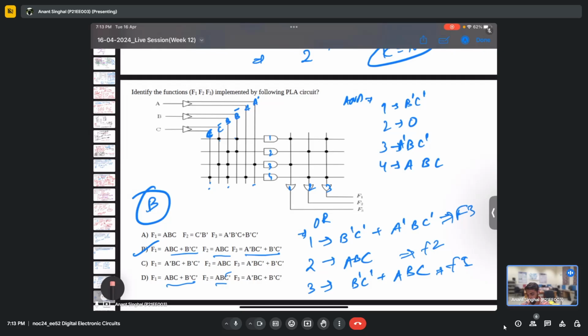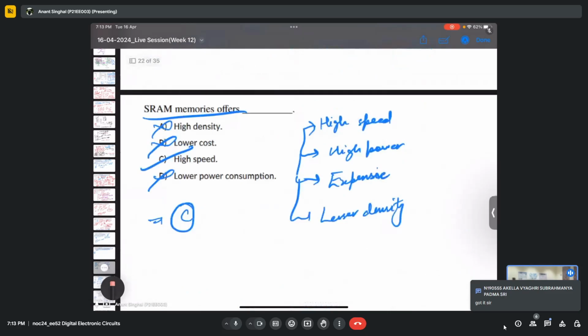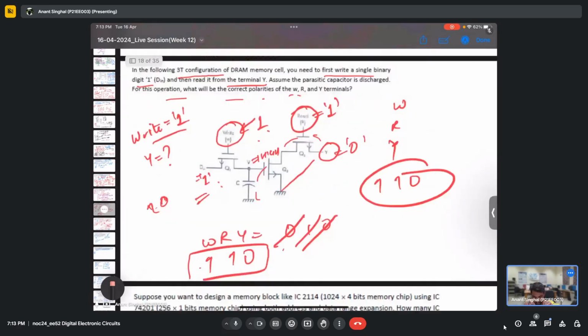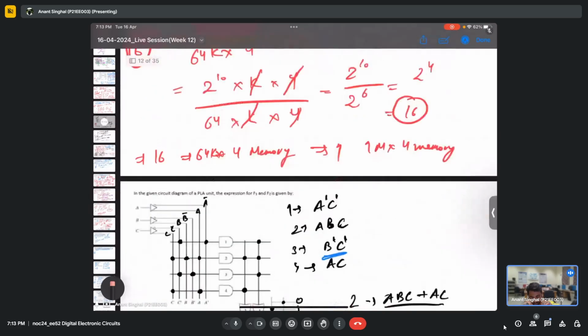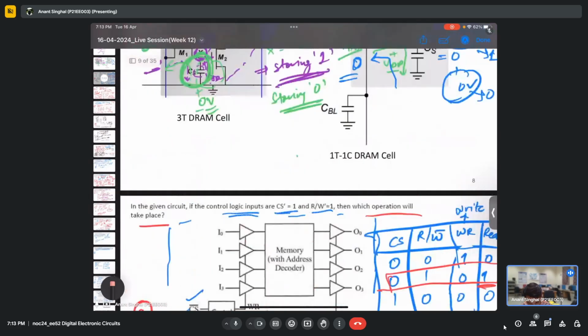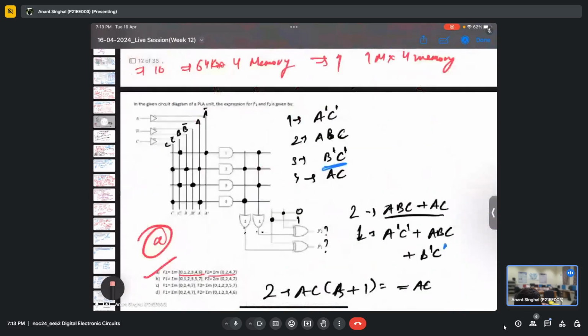Please confirm if it is clear so that we can move forward. Okay, so these are some types of problems that can be covered using memories, because memories is again a very easy topic and more theoretical. So I guess a lot will not come in the exam from this. I'm not sure, but yeah.